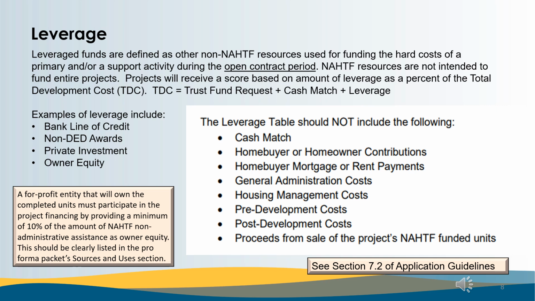Please review the bulleted list of what should not be included when filling out the leverage table of the application. Also, a for-profit entity that will own the completed units must participate in the project financing by providing a minimum of 10% of the amount of trust fund's non-administrative assistance, and doing so as owner equity. This should be clearly listed in the Proforma Packet's Sources and Uses section.